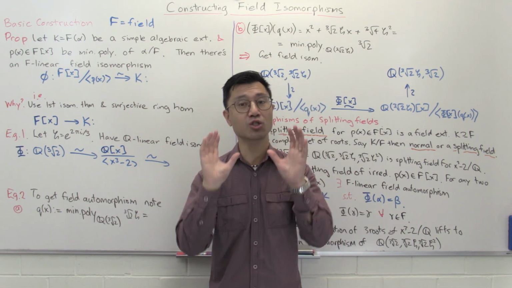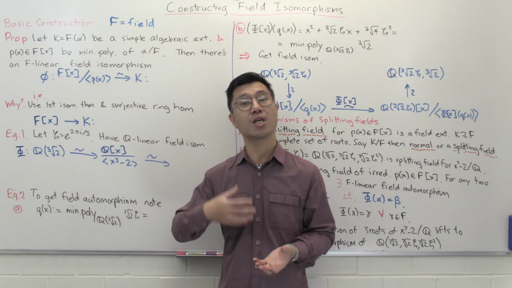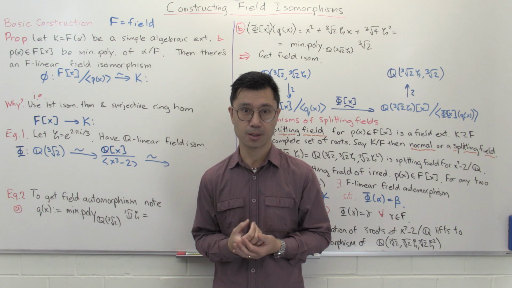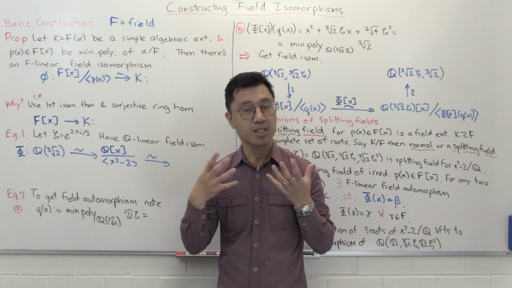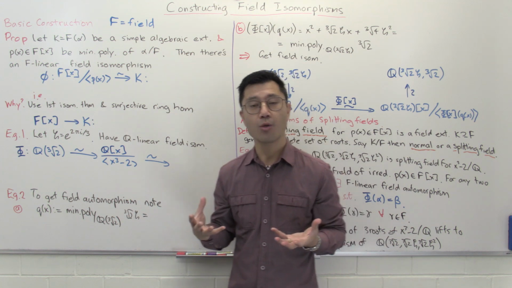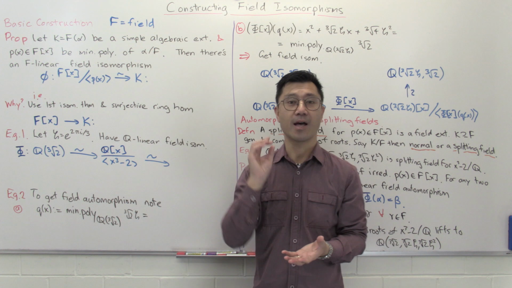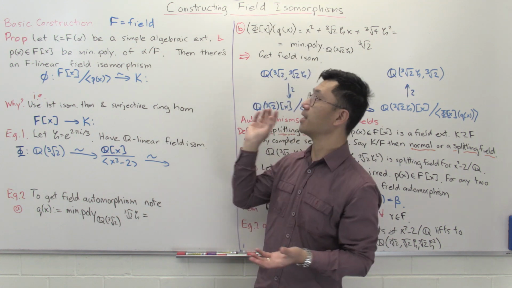We've seen that complex conjugation is a symmetry of the field of complex numbers, which allows us to study the real numbers. Now, we want to, of course, use this idea to study other fields as well. And to do so, we need to be able to construct lots of field isomorphisms. And that's the objective of this video today.